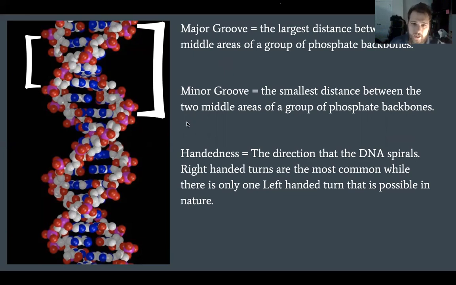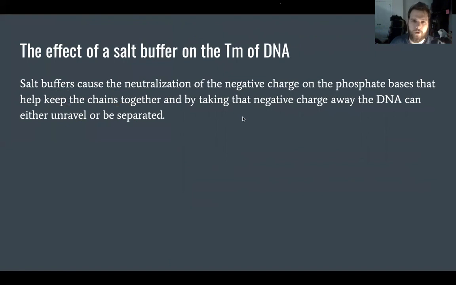Handedness is the direction that a DNA spirals. Most DNA is going to be a right-handed spiral, and left-handed DNA only actually has one natural form that will occur. Left is very uncommon, and the DNA will usually not function correctly. A salt buffer can cause the neutralization of the negative charges on a phosphate base that help keep the chains together, and by taking that negative charge away, the DNA can either unravel or be separated.